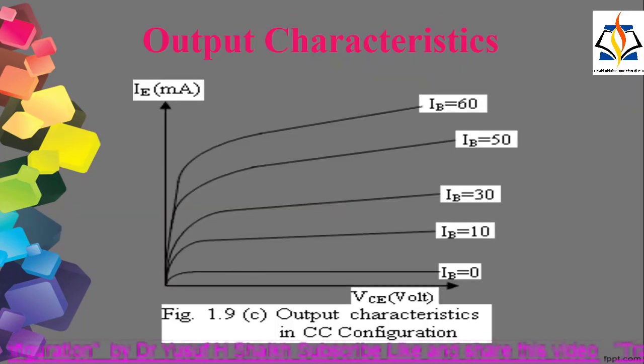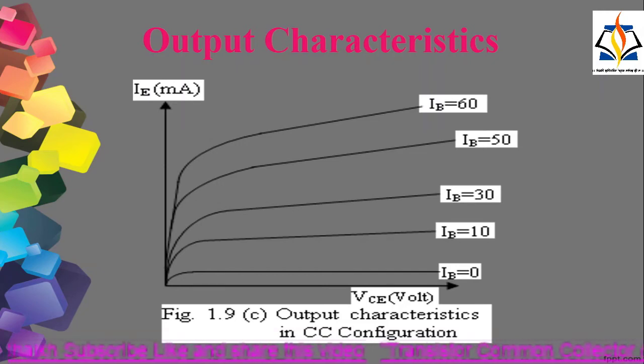Output characteristics: the curve showing the variation of emitter current IE with variation in collector emitter voltage VCE at constant base current IB is called the output characteristics of a transistor in common collector configuration. The output characteristics can be determined by the circuit as shown in figure in the earlier slide.